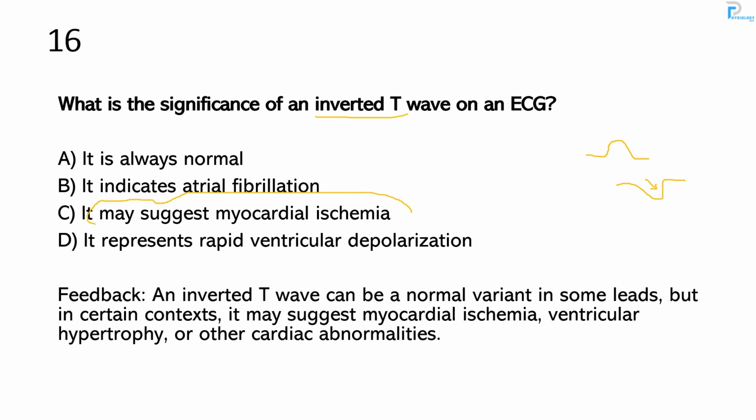In myocardial ischemia, where there is a decrease in blood supply and oxygen to the myocardium, there will be abnormality in the action potential of the cells which are deprived of oxygen. This abnormality will result in an inverted T wave. So once you see an inverted T wave or depression of the ST segment, anything going down, that is indicative of ischemia.